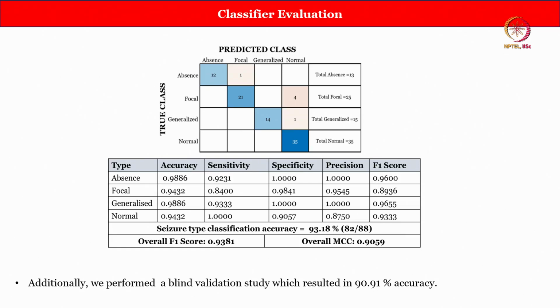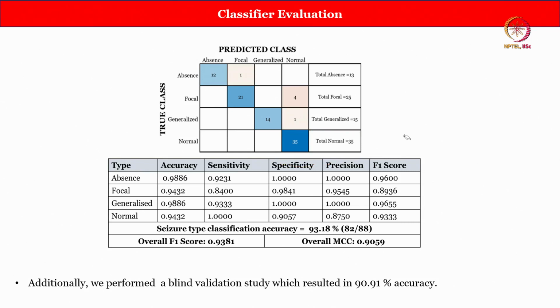So, now like I said, we have done extensive analysis on a lot of subjects, and what we found is that the seizure type classification of our algorithm was close to 93.18%, that means 82 out of 88 were correctly identified. Let me also tell you that all normal subjects were identified as normal, and that is a good thing. Only for generalized we missed 1, for focal we missed 4, and for absence we missed 1. Right. So, that is the performance of the algorithm.